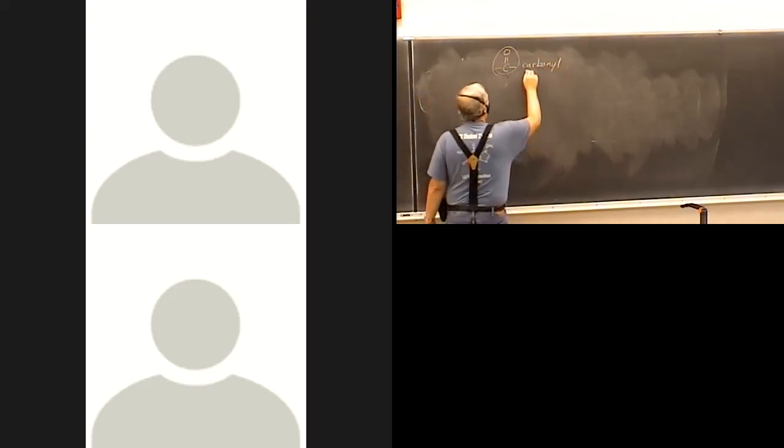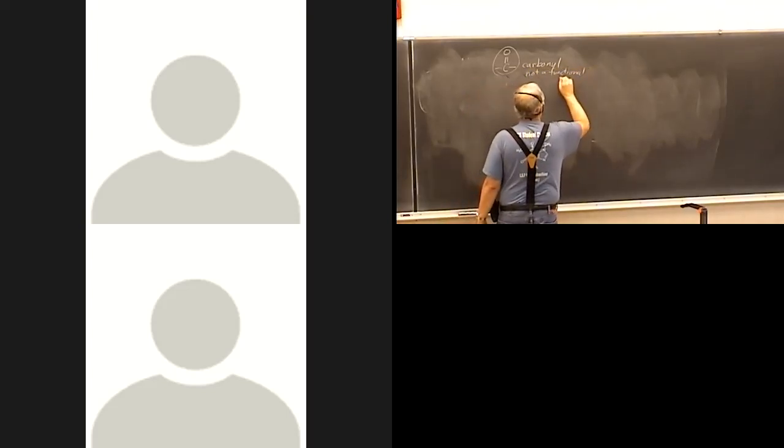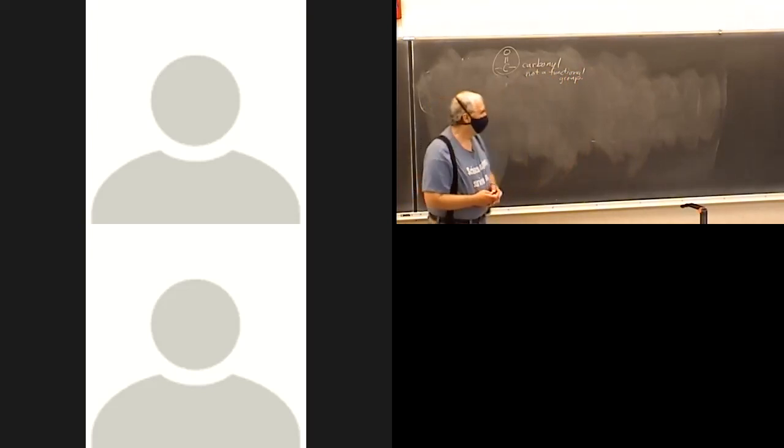Then we have several functional groups that contain a carbon-oxygen double bond. This is called a carbonyl. The carbonyl is not a functional group, but it is a part of several functional groups. It itself is not a functional group. So, functional groups containing the carbonyl.